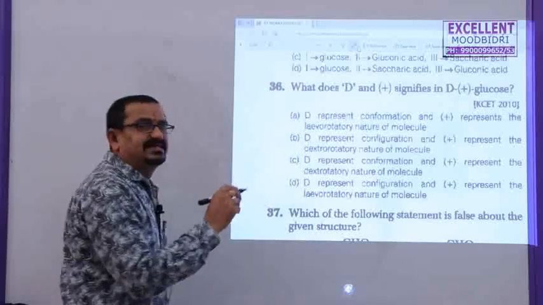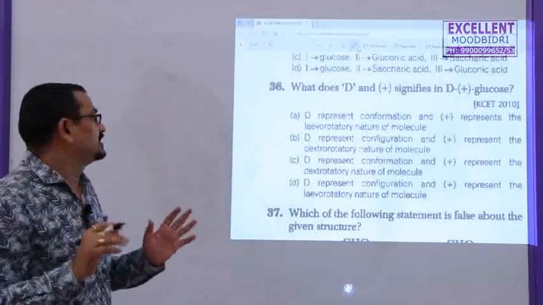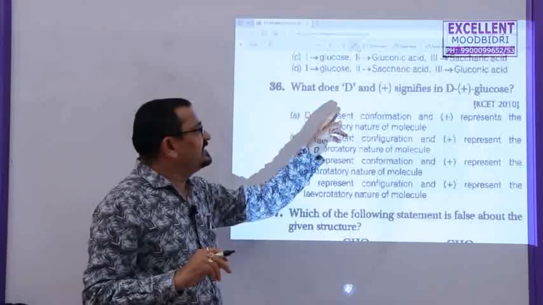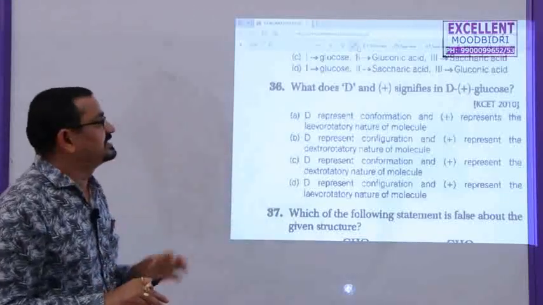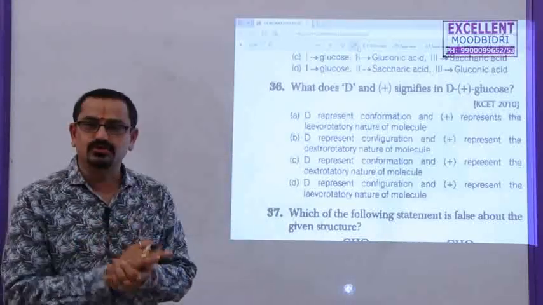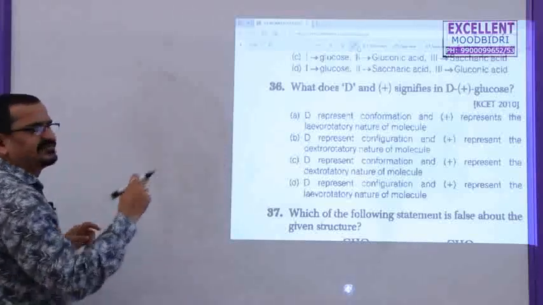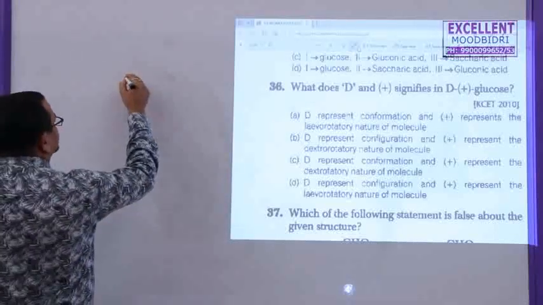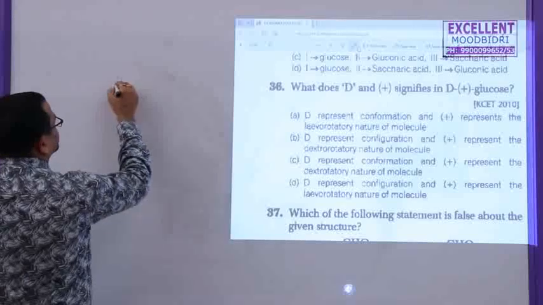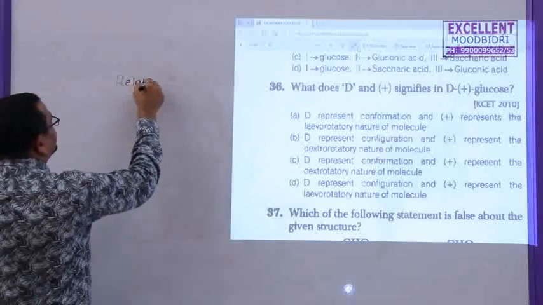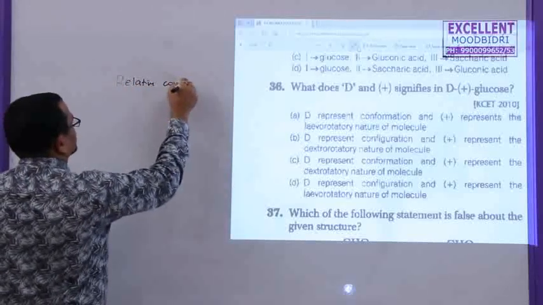Another important area is the relative configuration of the molecules. What do capital D and the positive sign signify in D-plus-glucose? So usually glucose is given in this form, D-plus-glucose. So the point for relative configuration is relative configuration.